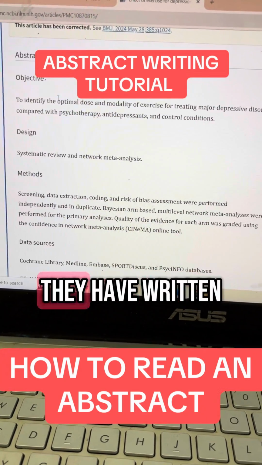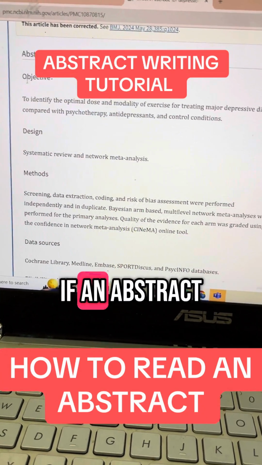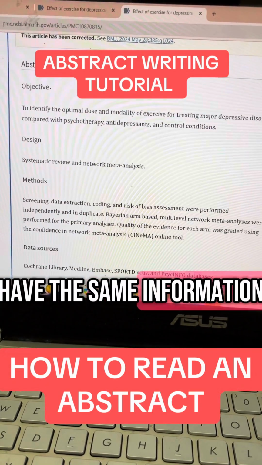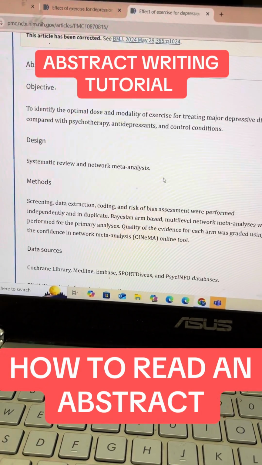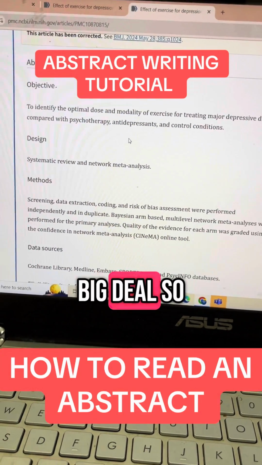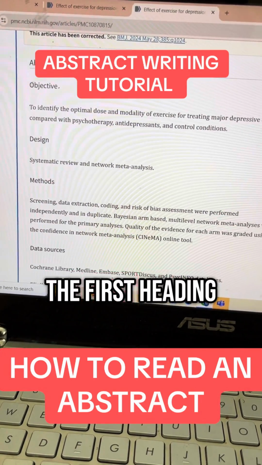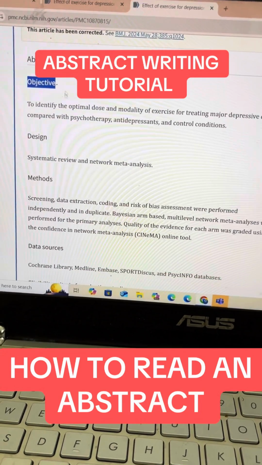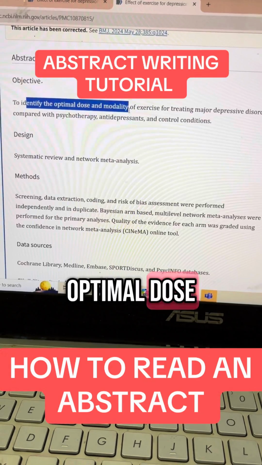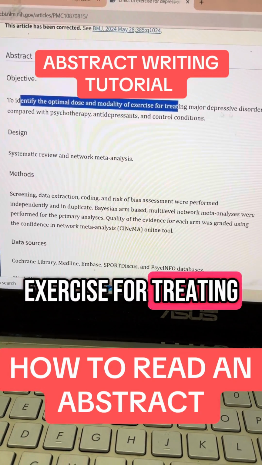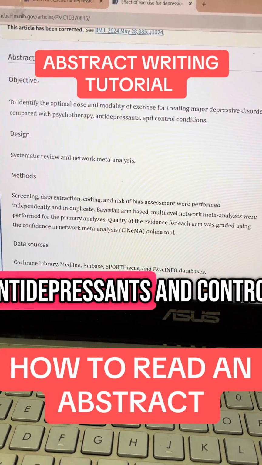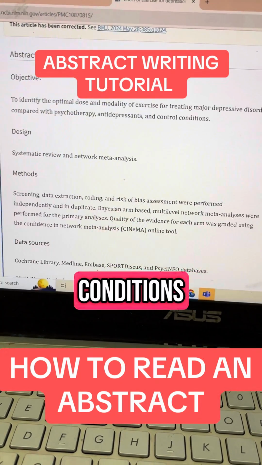Just see what they have written. If an abstract is without headings, it will still have the same information. And if it is with headings, it will have the same information. So not a big deal. So now, what is the first heading of the abstract? Objective. So what is the objective? Why are we doing this study? To identify the optimal dose and modality of exercise for treating major depressive disorder. And they're comparing with the psychotherapy, antidepressants, and control conditions.